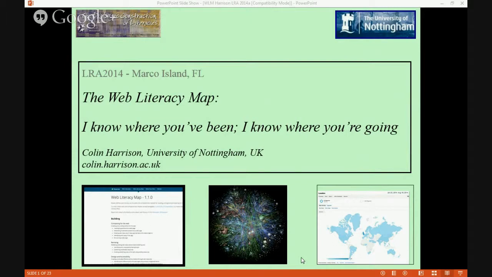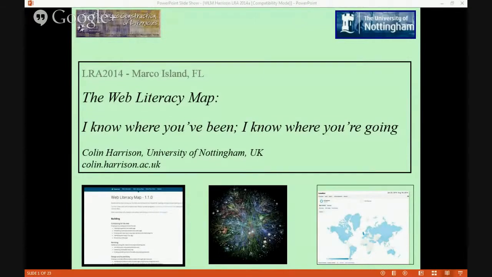And I've got three images there. One is from the Web Literacy Map. One is a map of the internet, and the third one is a map of the world, indicating, as it happens, the coverage of a particular program that I've been involved in, and just illustrating how within 1 year a program can be used that's very significant all over the world.